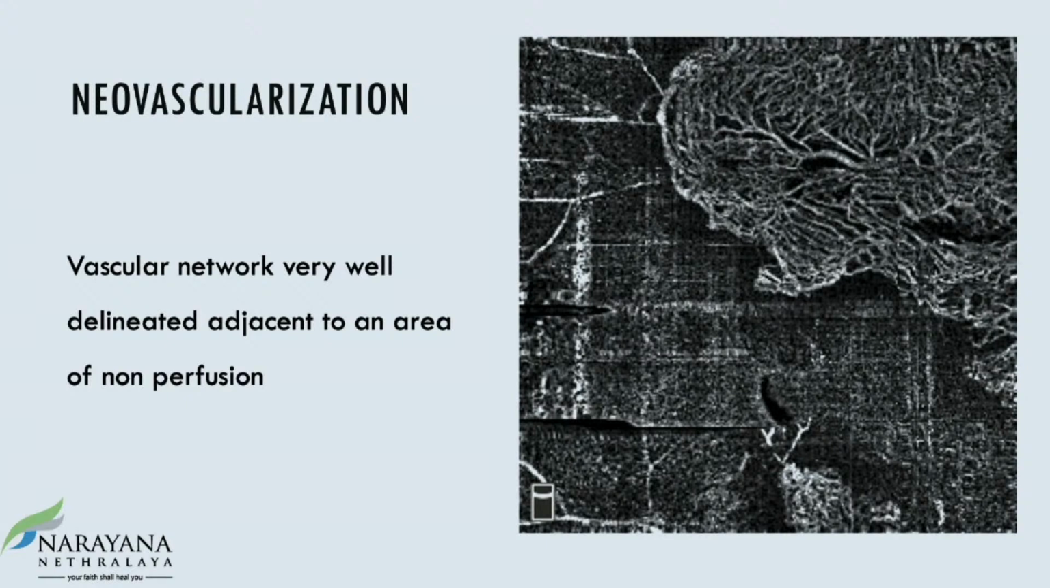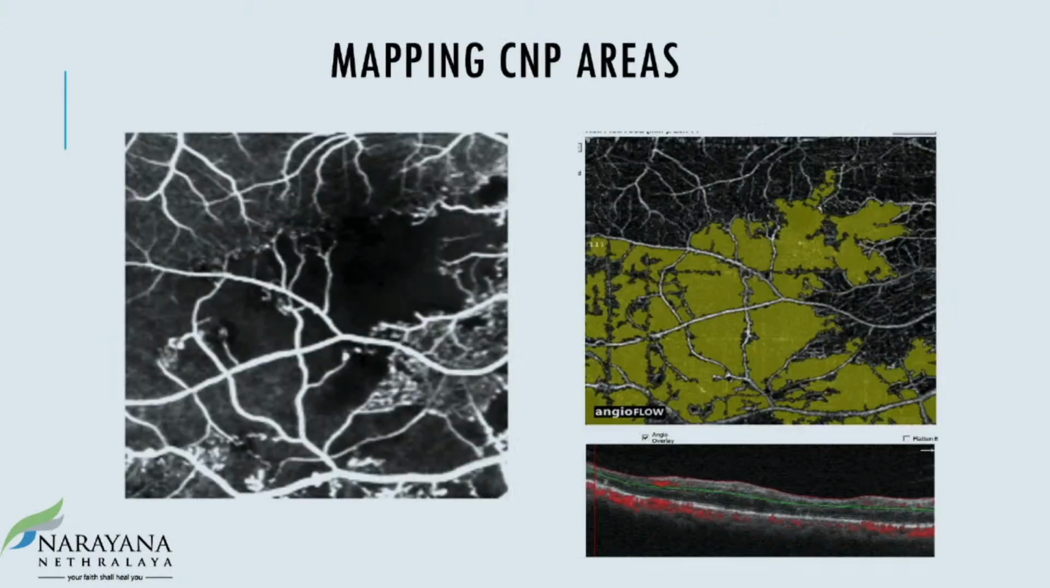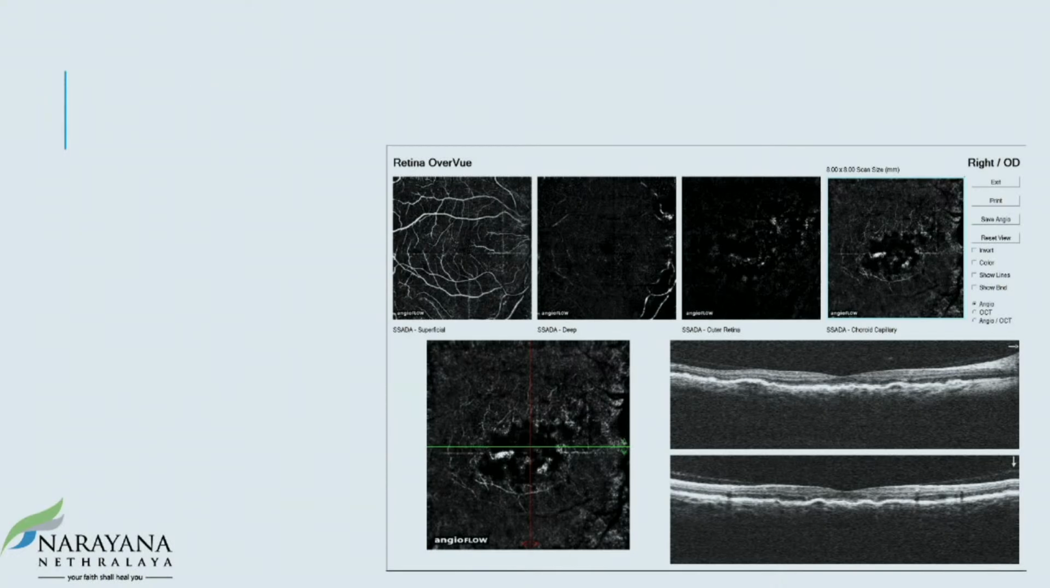So, this is again what you can see, an area of no flow or non-perfusion and an adjacent area of neovascularization. So, as you know, where you see CNP areas, adjacent to them are the neovascularization. Again, like I mentioned, you can map the CNP areas.